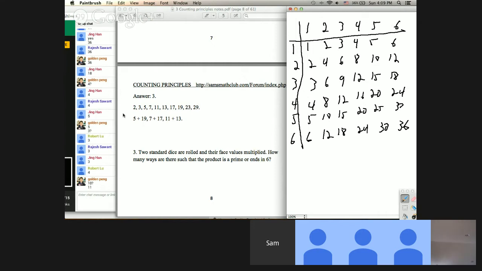Since this problem is a little bit more complicated, it's probably better if you draw a chart and then count the number of ways the product is a prime or ends in 6 out of these 36.